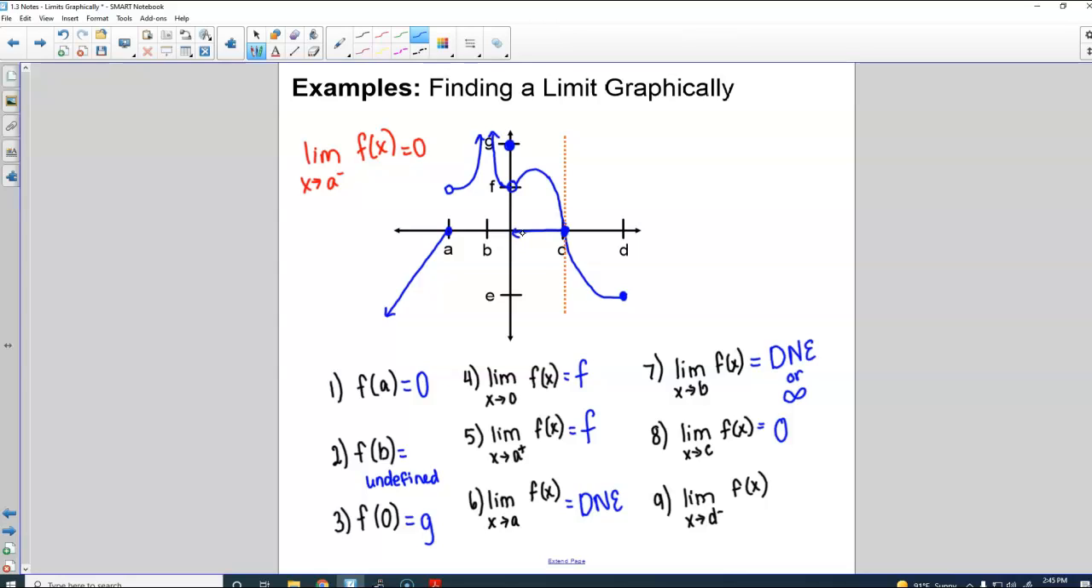Let's see. Emerson, sometimes I might need to move Emerson. I can't see him very well. What about d? The limit as x approaches d from the left of f of x. It is e. Very good. Okay, questions?